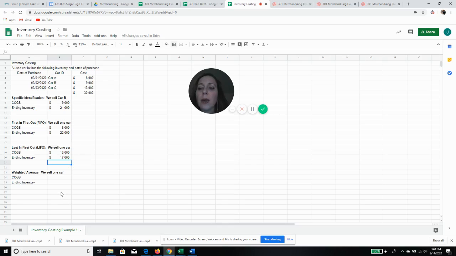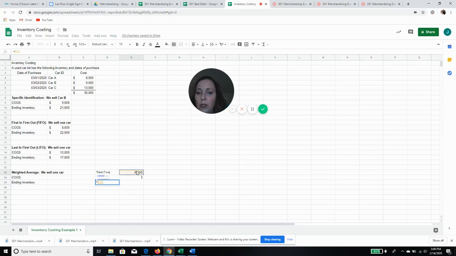The final is weighted average. This is where we take an average of everything that's in our inventory at the time, and the cost of goods sold is the average cost. So in this case, our total cost is $30,000. And the number of units, in this case, we have 3 cars, so our number of units is 3.